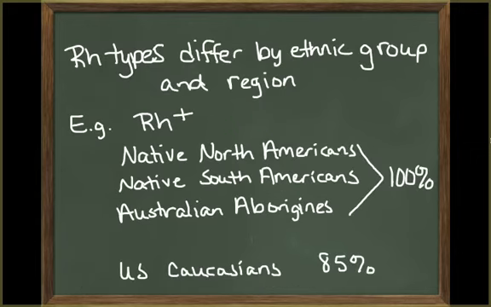Just like the ABO typing, RH types differ by ethnic group and by region. For example, the percentage of RH positive blood types in native South Americans, native North Americans, and Australian Aborigines is 100%, whereas with U.S. Caucasians this percentage drops to 85%.